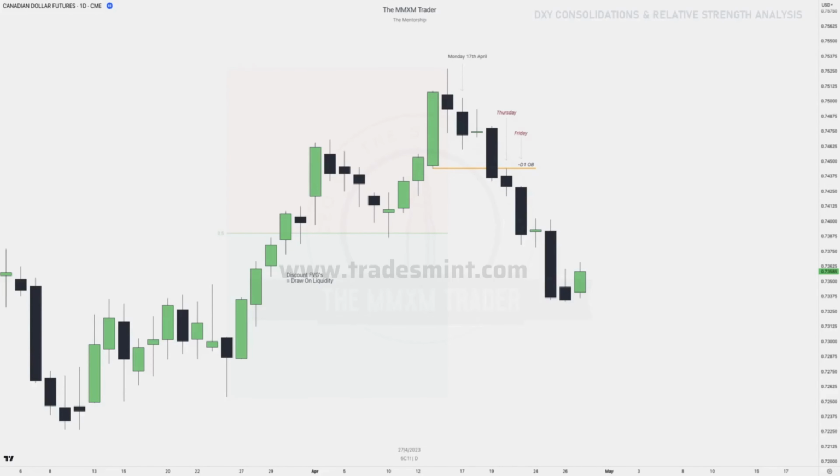So over here we've got a Canadian dollar futures chart. Over here starts that consolidation on DXY, and we're going to focus on that Thursday and Friday price action. We are in premium of the range. We are forming a daily bearish order block over here, and we can see Thursday and Friday reacting off that bearish order block, and we're continuing down into discount, which is the draw on liquidity.